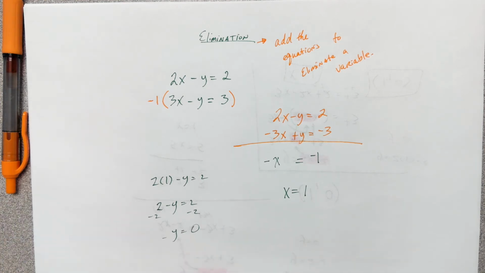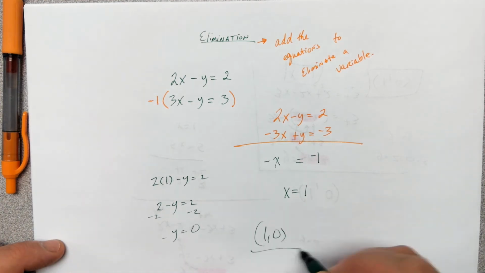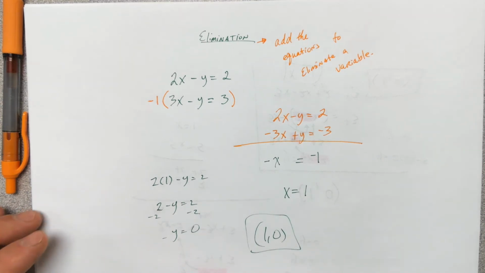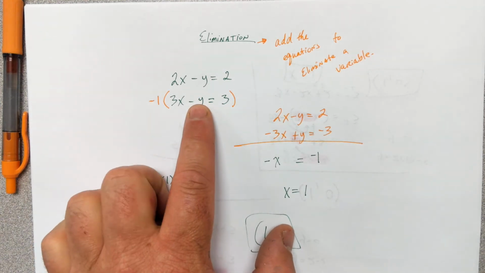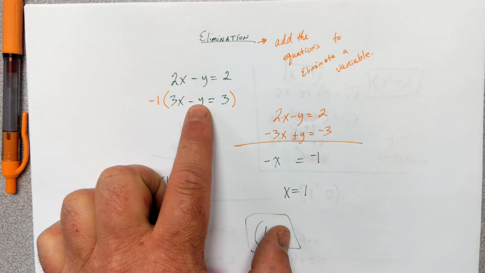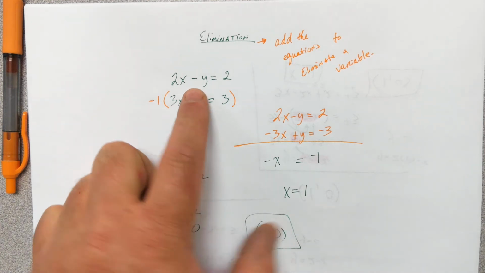Okay. Now, I got lost. You got lost? Yeah, where'd you get that negative 1 up there? Because I wanted this right here to be positive. So that's how you change it. It could have been something else. Like here, watch.